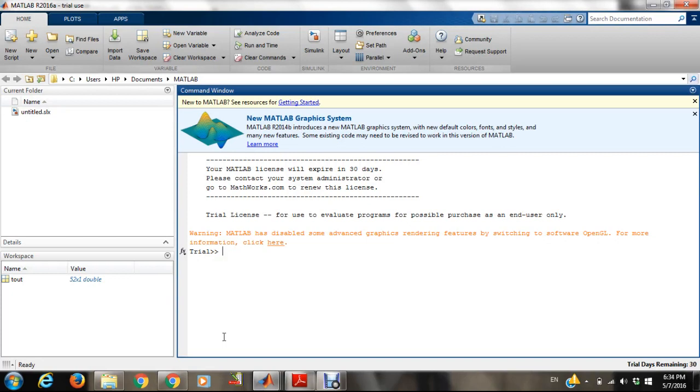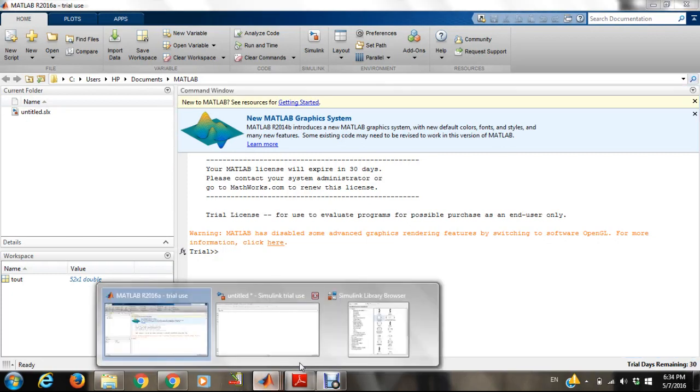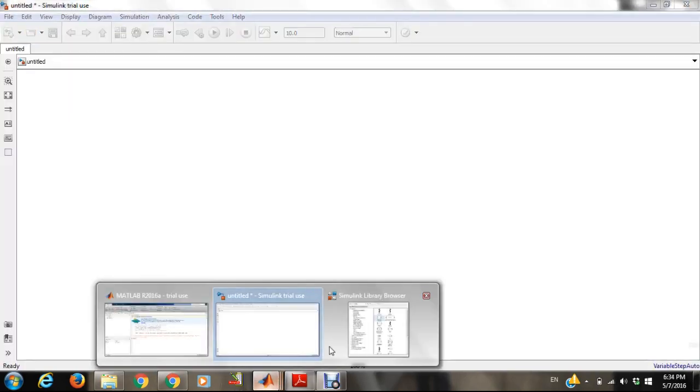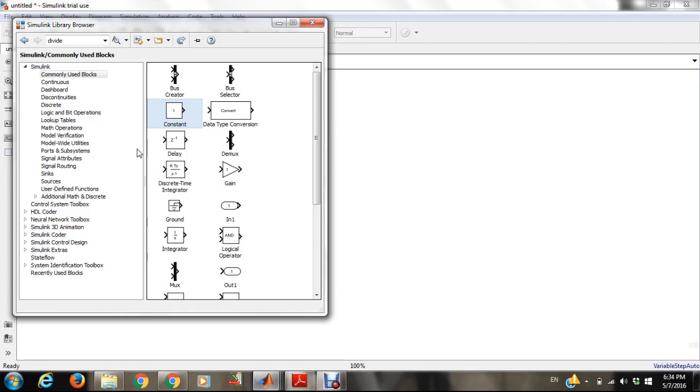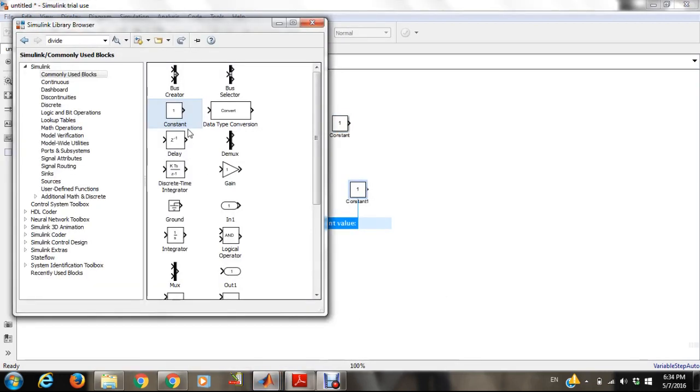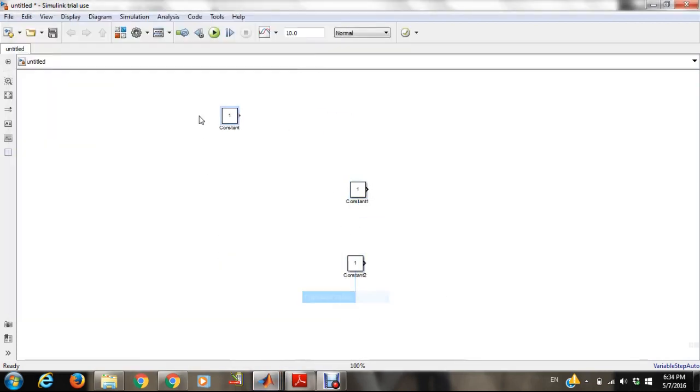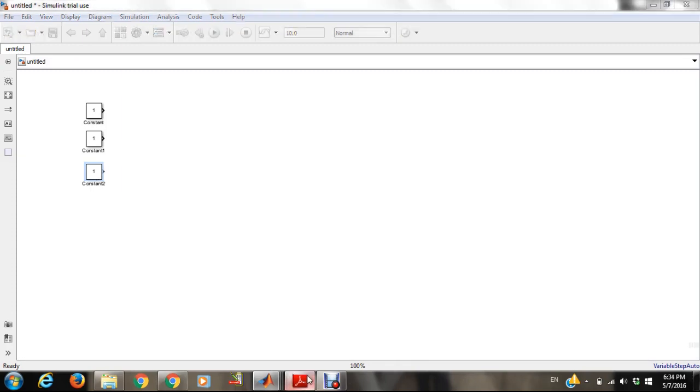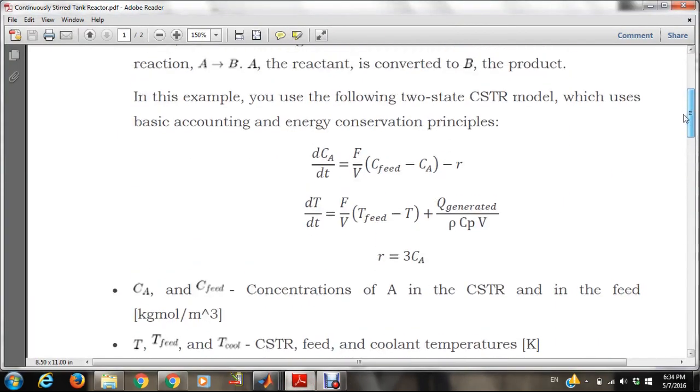Starting out, I'm going to create a new Simulink file and open the library in order to enter all the blocks needed. I'm going to start with commonly used blocks and enter the three constants that are needed for the first equation, dCA over dt. First, I'll just arrange them, and I'll go back to the equation to see.